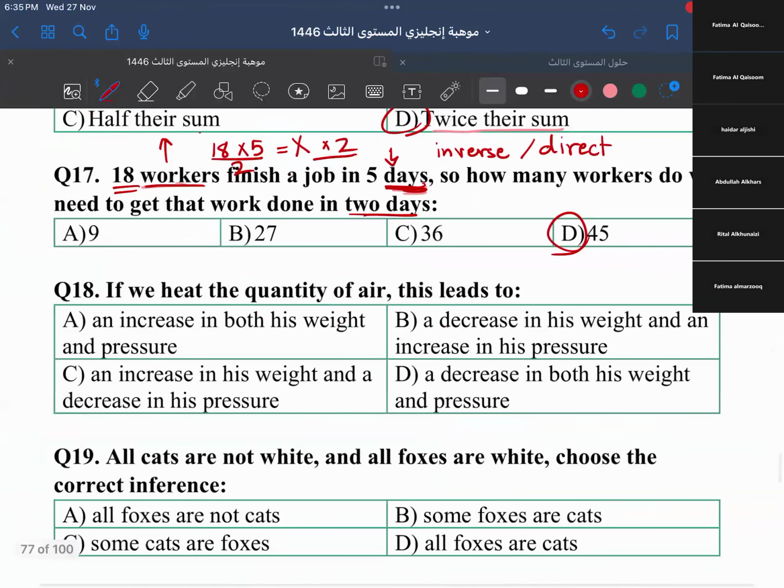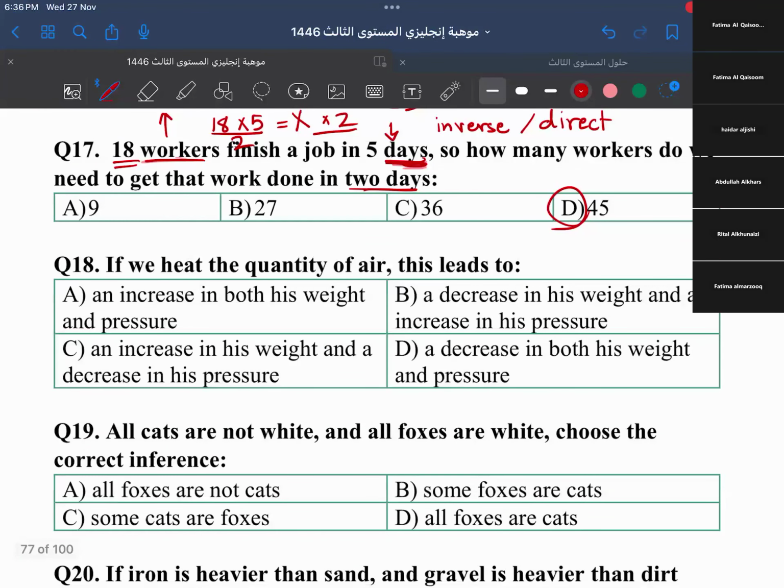Okay, let's move on to the next question. Question 18. That's another question of science. So if we heat the quantity of air, this leads to what? What do you think? Is there anyone who has a guess? Yes, Abdullah? I think it's going to be a decrease in its weight and a decrease in its pressure. Yeah, so which letter? B.